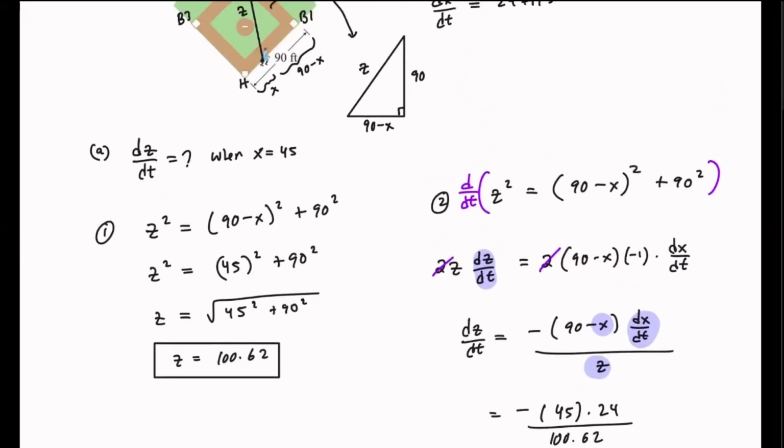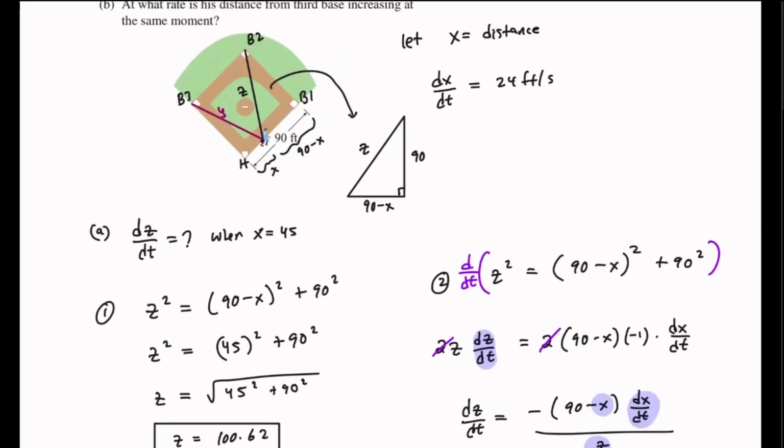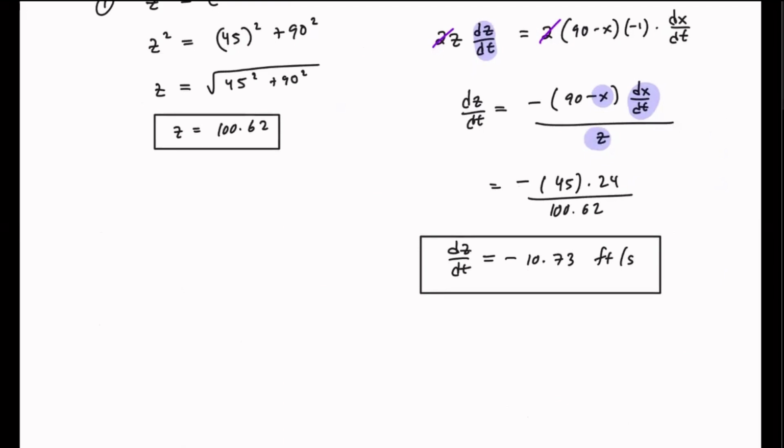Now, we also wanted to know, at what rate is his distance increasing from third base at the same moment, meaning when he's halfway through. So we're going to create another triangle. Imagine he's some distance x here. Let's say I create another triangle, and let's label this y. I want to know what dy/dt is at that same instant. So let's draw that triangle out. For part B, we have a different triangle. Here you go, that's the triangle for part B.